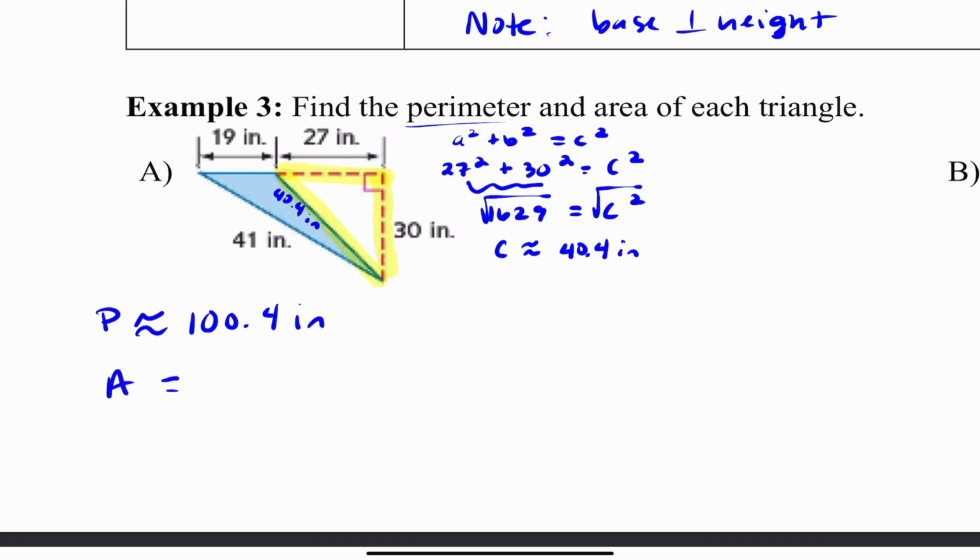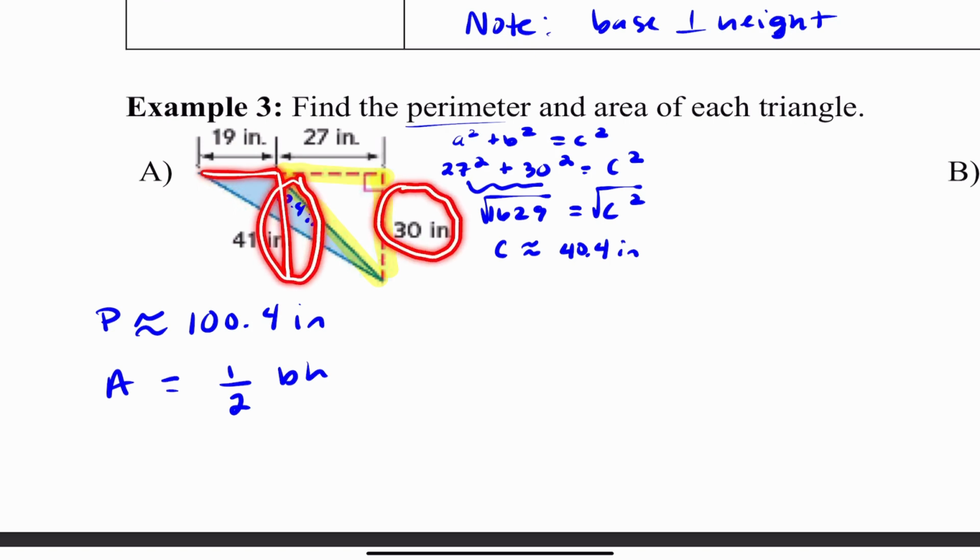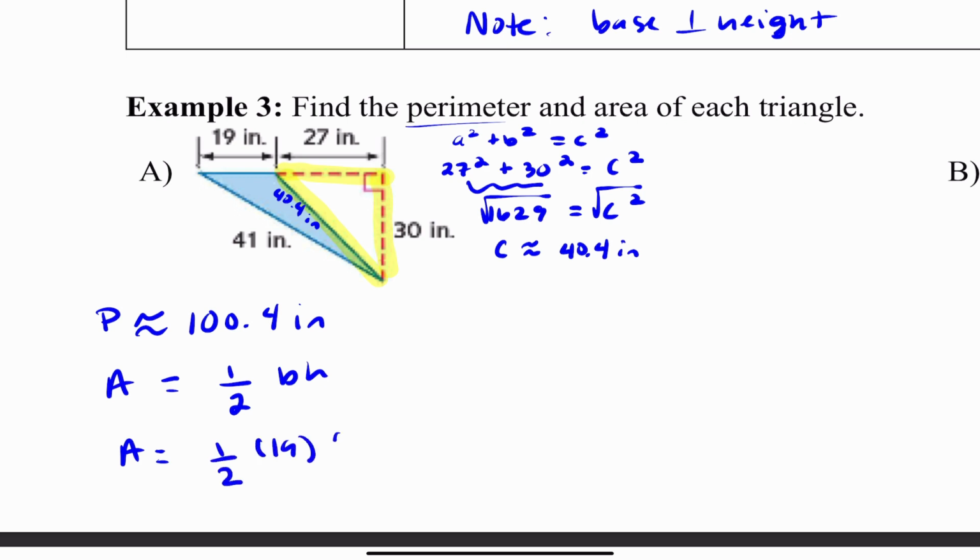And the area is 1/2 base times the height. So it's the base of the figure and also the height of that same figure. This is not the height. It has to be perpendicular to the base. So here's my base. This is my height. This side here has to match with whatever appears to the right or left. In this case, it's the right, so it's 30 inches. So A equals 1/2 of 19 times 30. So A equals 285 what? Inches squared.